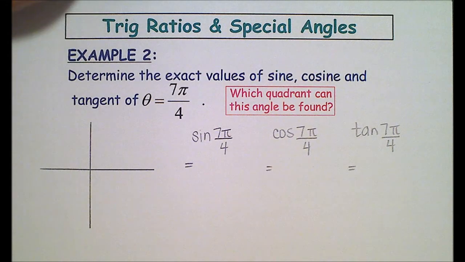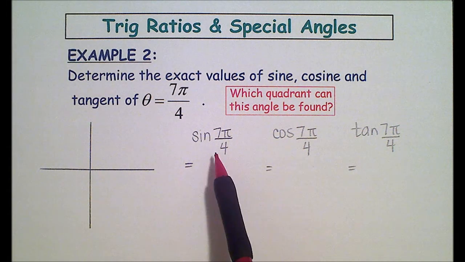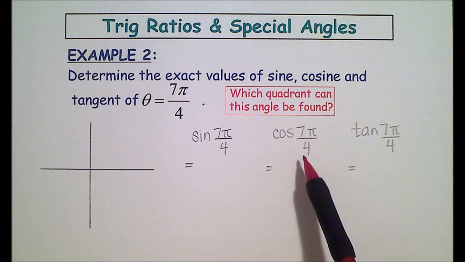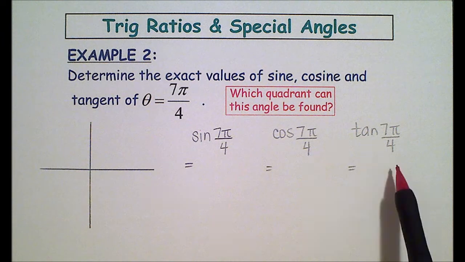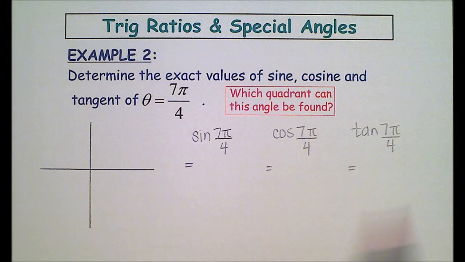Okay, in example 2, we're going to determine the exact values of sine, cosine, and tangent of theta equal to 7 pi over 4. So you can see I sort of started off the question. I'm looking for sine of 7 pi over 4, cosine of 7 pi over 4, and then tangent of 7 pi over 4. Before I can do this question, I need to figure out which quadrant this angle would fall in, and then figure out the related acute angle that corresponds to it. Using that, I can figure out the sine, cosine, and tangent of that angle.